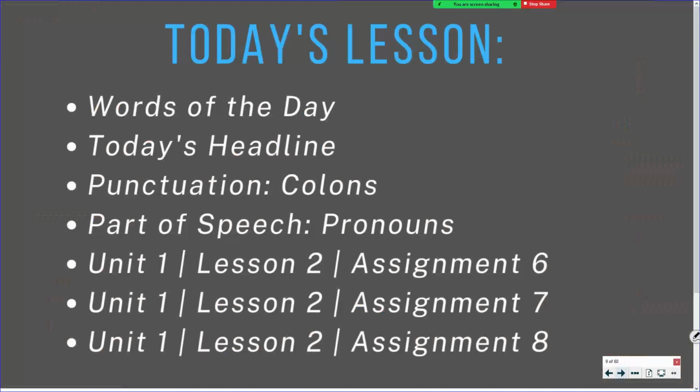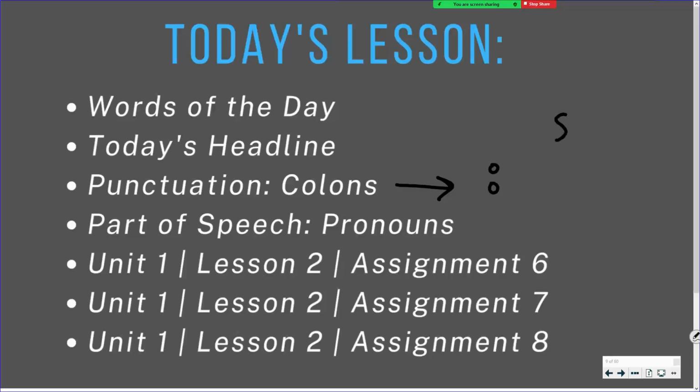Here's today's lessons. We will do the words of the day. We'll look at today's headline. We're going to look at punctuation. I mentioned this last week that instead of doing an entire class on punctuation, or an entire class on the 9 parts of speech, for the next couple of weeks, at least every day, I'm going to look at one. So one piece of punctuation we'll do is a colon. And colons are, of course, the 2 dots like that.